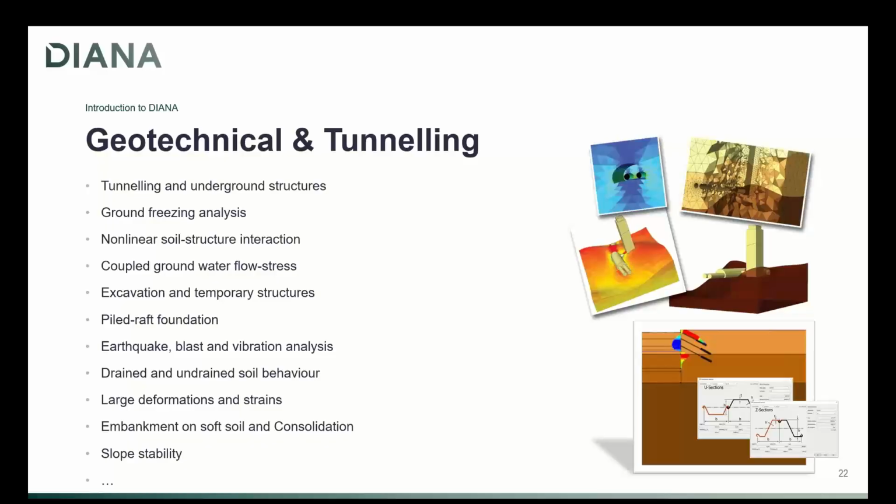For ground freezing, also called 3-phase analysis, we have a solution. For real soil-structure interaction, we also have a good solution. If you have some sort of interaction between the underground structure and the surrounding soil or rock, you can model it with the concept of nonlinear interface behavior. Coupled groundwater flow stress analysis is also part of our solution, as well as slope stability and many more.